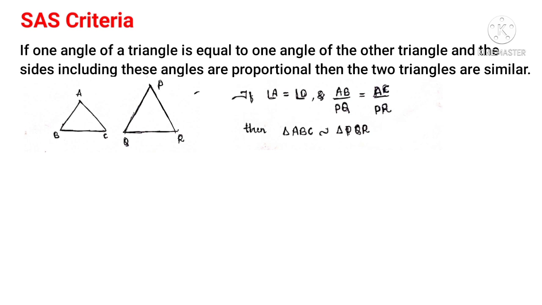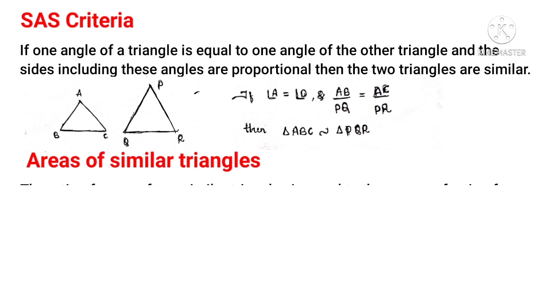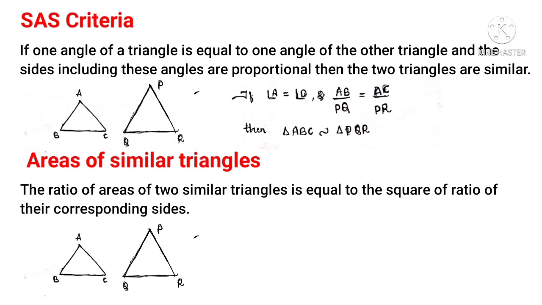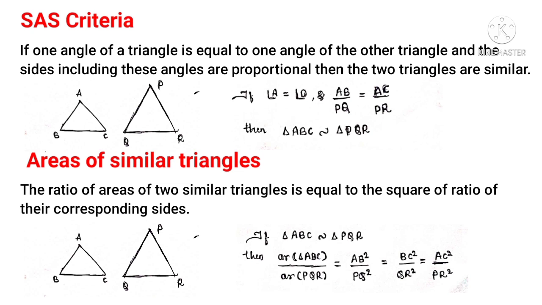Now we'll discuss areas of two similar triangles. The ratio of areas of two similar triangles is equal to the square of the ratio of their corresponding sides. If two triangles ABC and PQR are similar, then we can write the ratio of area of ABC to the area of PQR is equal to AB square by PQ square is equal to BC square by QR square is equal to AC square by PR square.